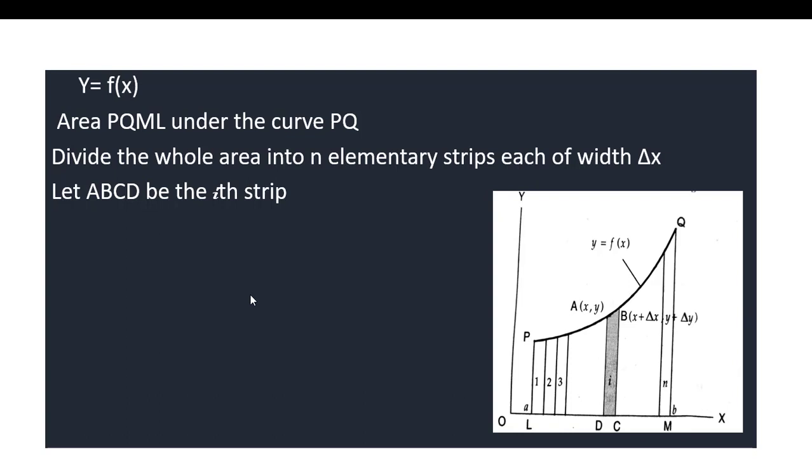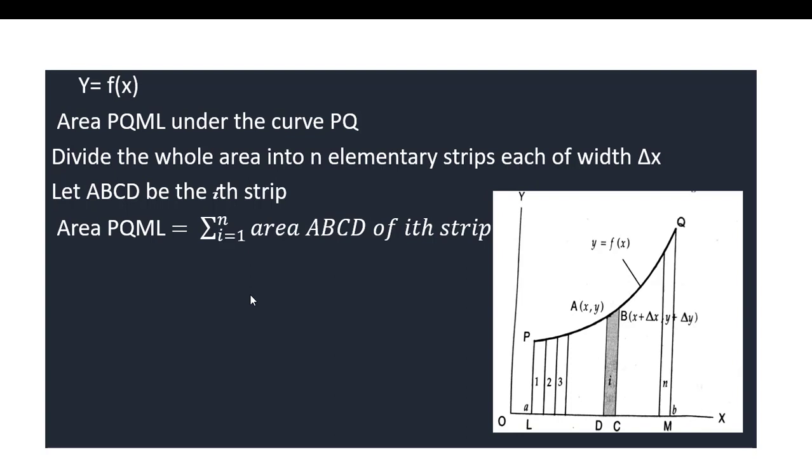We have formulas for rectangles, circles, and area related to these. But what about curves? We take approximation, and using integral calculus, we can find the area related to these curves. ABCD is the ith strip. The area of PQML is equal to the sum of the areas of all the strips, since we have made a number of strips of width delta x in the curve.